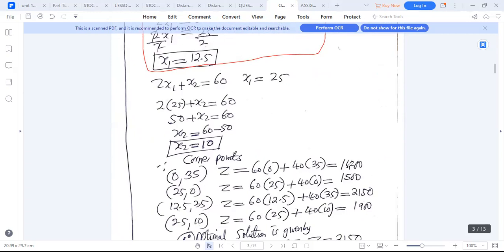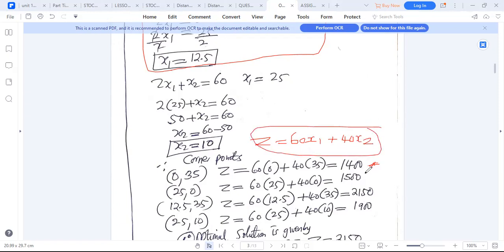And these are the values we got. The first one is 1,400, substituting into the objective function, which was z is equal to 60 x1 plus 40 x2. So this is about how this one came about. So here we are simply looking at the maximum possible because we are trying to maximize.